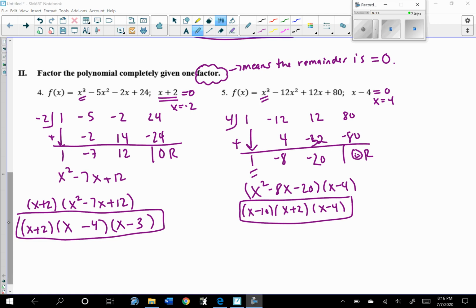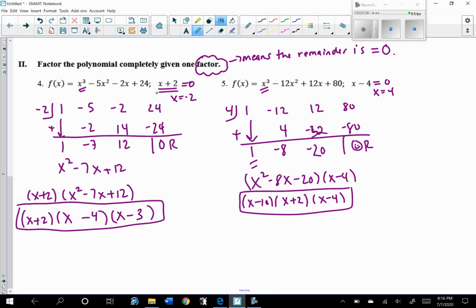Another way that I can check to see if this is going to be a factor without doing the synthetic division first is I can plug that number that I think is a 0 into the equation, and I should get a 0 out. And why does that work? Well, think about it. If we're saying this is a factor, then that means it should be an x-intercept on the graph. So if this is an x-intercept, then what's the y value for your x-intercept? Your y value is equal to 0.